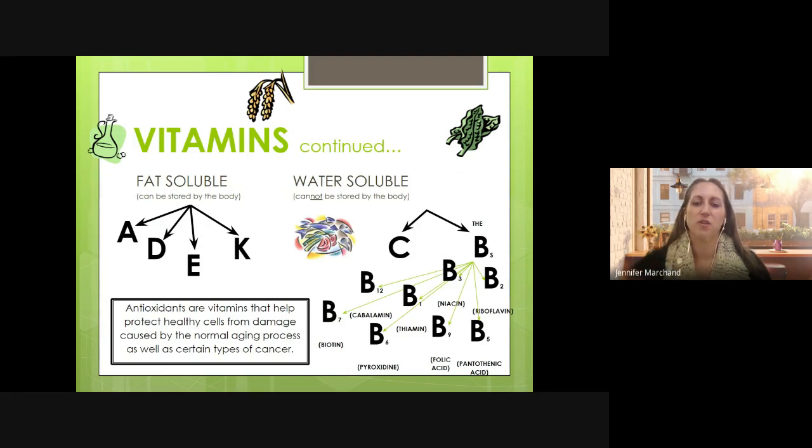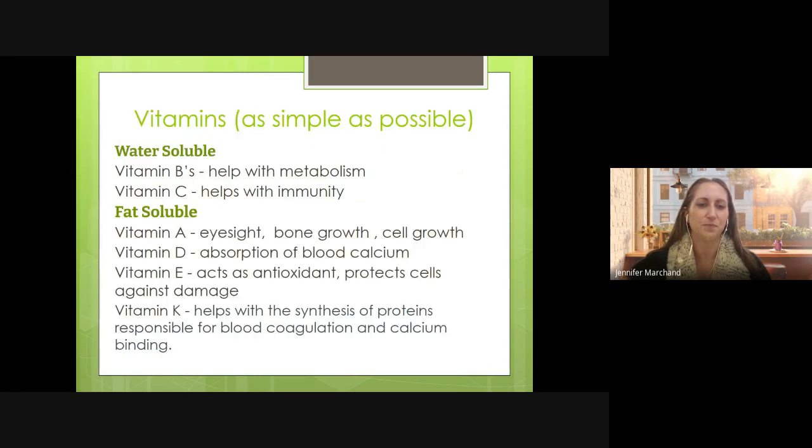Our water soluble vitamins that cannot be stored are going to be the B's and the C's. Obviously, there's like vitamin C, and then there's a ton of different B vitamins here. So we've got biotin that helps with hair growth. We've got folic acid. It's really important for women who are pregnant to take a supplement of folic acid because it helps the baby grow. We've got riboflavin. We've got niacin. All of these are truly important vitamins to help us function on a daily basis.